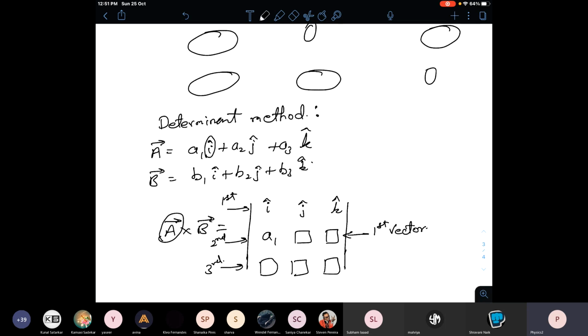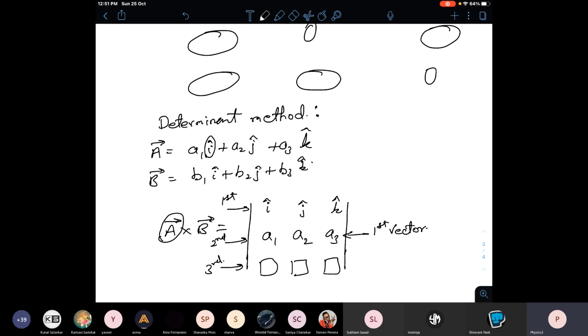So second row, the first space will be filled by the i cap coefficient of a vector, that is a1. The second space will be for a2, that is the j cap coefficient of a vector. Similarly the third will be for a3. You can guess that it is the k cap coefficient of a vector.